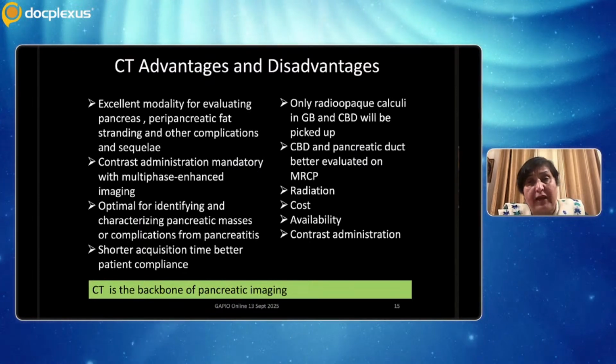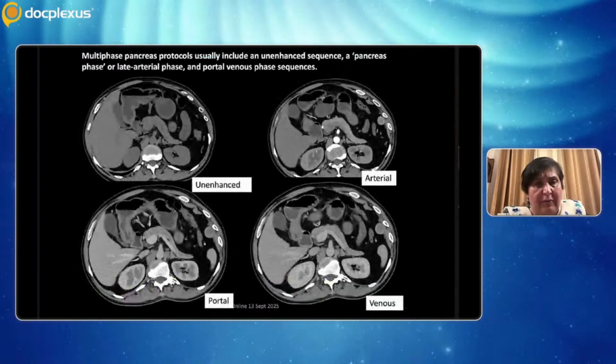However, only radiopaque calculi in the gallbladder and CBD will be picked up. The CBD and pancreatic duct are better evaluated on MRCP. Radiation is associated with CT. Cost, availability, and contrast administration are the other drawbacks.